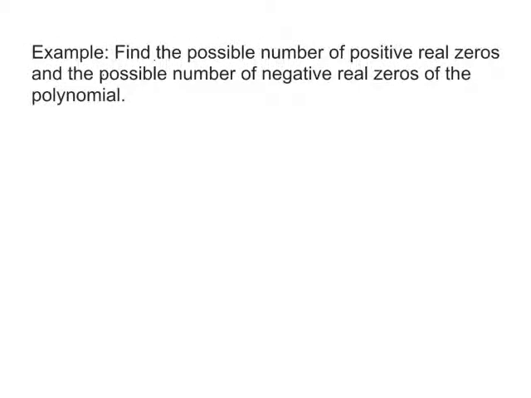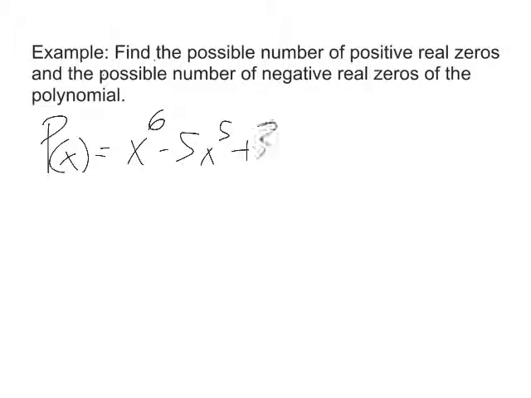Okay, so here we are. We want to find the possible number of positive real zeros and the possible number of negative real zeros of the polynomial. So let's write our polynomial. P of x is equal to x to the 6th minus 5x to the 5th plus 3x to the 4th minus 2x squared plus 9.